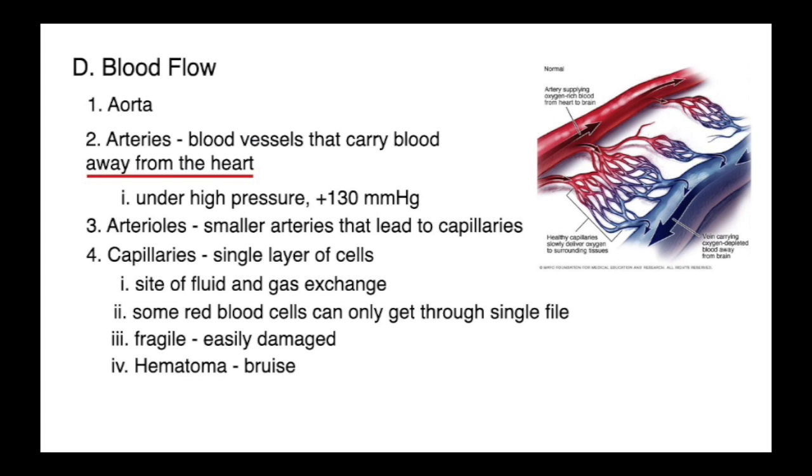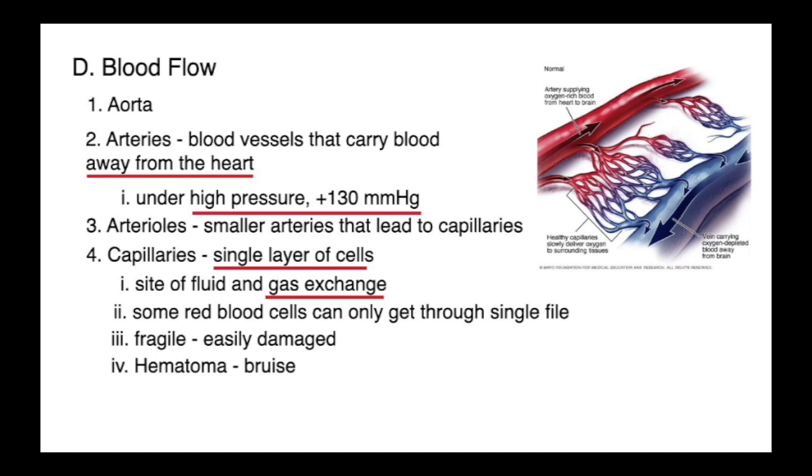All right, let's talk about this. Blood flow. So blood flows from the heart into the aorta, and then it goes into things called arteries. These are blood vessels that carry blood away from the heart. Artery, away. Okay? They're under high pressure, 130 millimeters of mercury. And then we go into things called arterioles. And arterioles are smaller arteries that lead to capillaries. Okay, I'll show you all this a little better in just a sec.